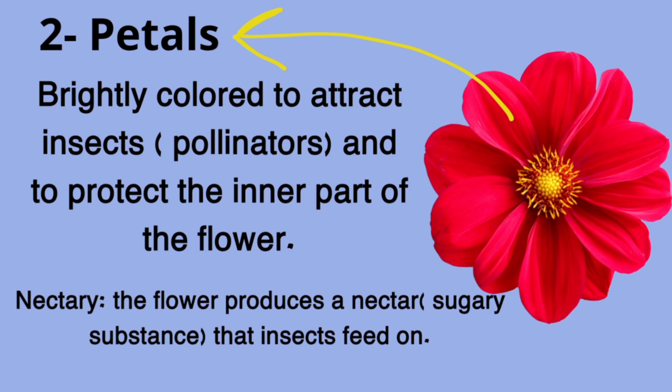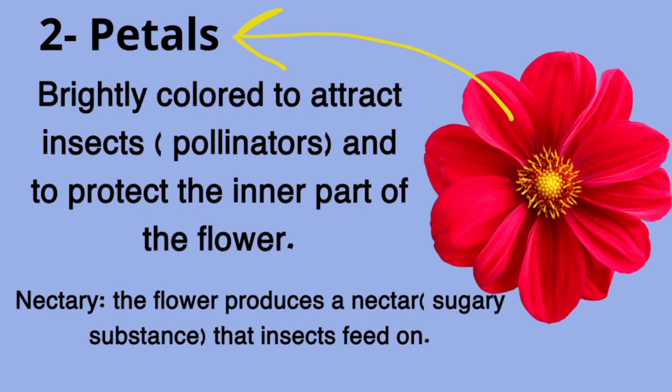So now, when the flower blooms, you can find petals. Petals are brightly colored to attract insects. Insects are called what? Pollinators, and petals also protect the inner part of the flower. So, what is the inner part of the flower that petals can protect? Of course, the male and female part. So, nectary means the flower produces nectar, a sugary substance that insects feed on.